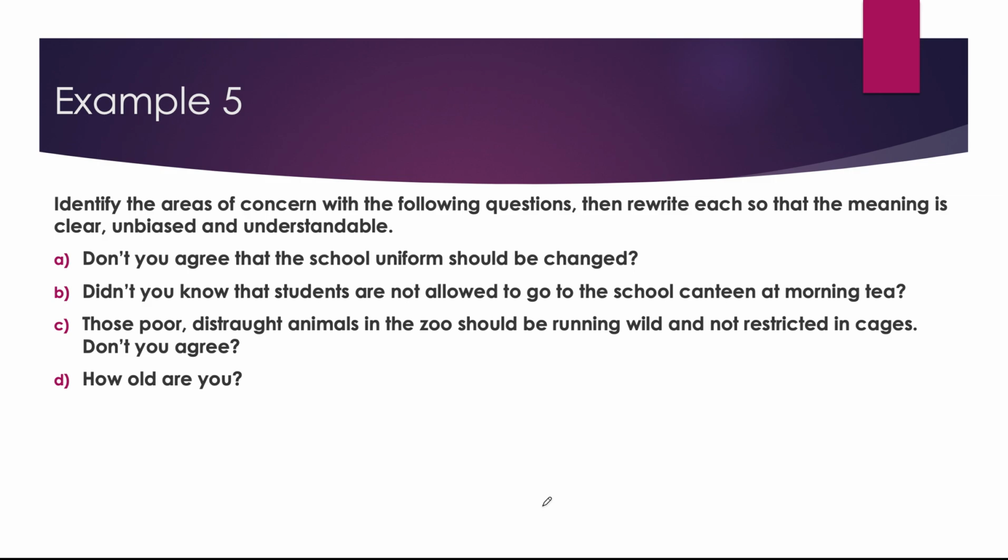So if we look at this example, identify the areas of concern with the following questions. Then rewrite each one of them to make the meaning clear, unbiased, and understandable. So, don't you agree? So, again, when you say, don't you agree? I'm already doing a bias question that the school uniform should be changed. So that's the problem. You're doing a bias question and you have emotional language here. So a good way of asking this question is, do you think that the school uniform should be changed?